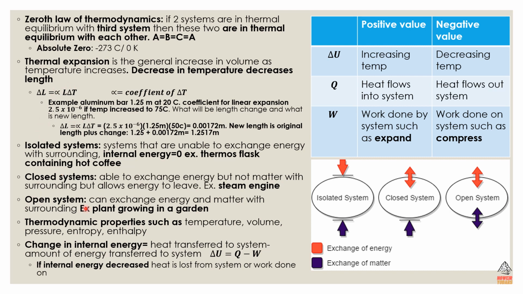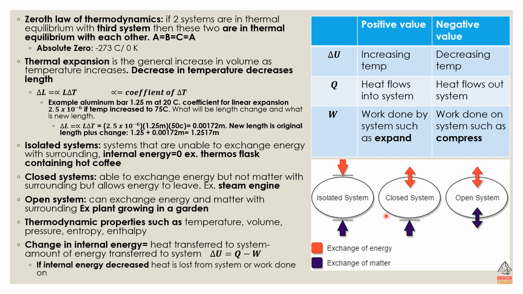Next, we have the three types of systems. We have the isolated system. An isolated system is where neither energy nor matter can be exchanged with the surroundings. So for instance, we have a thermal flask containing hot coffee. It doesn't allow anything out, doesn't allow anything in, and the internal energy is equal to 0.